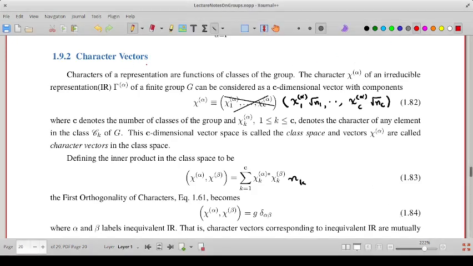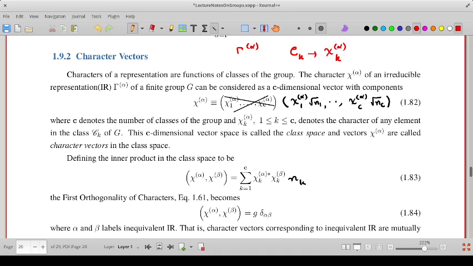Now, we discuss a geometric meaning for the orthogonality relations of the characters. Consider an irreducible representation gamma alpha of the group, and for each class Ck of the group, the character of that class in this representation will be denoted by chi alpha k. Now we can collect the characters of each class and construct a c-dimensional vector named chi alpha in the following way.